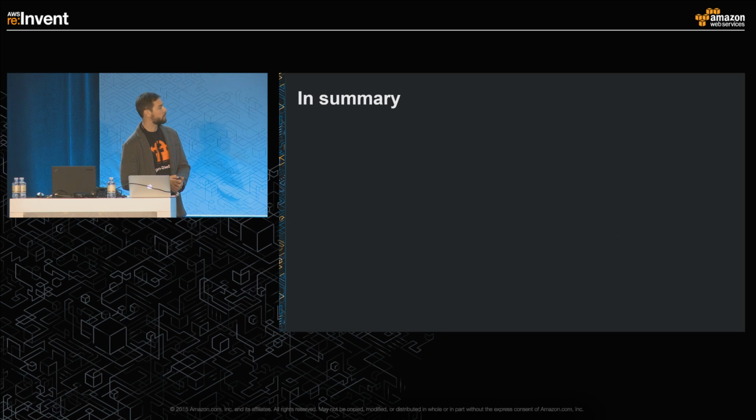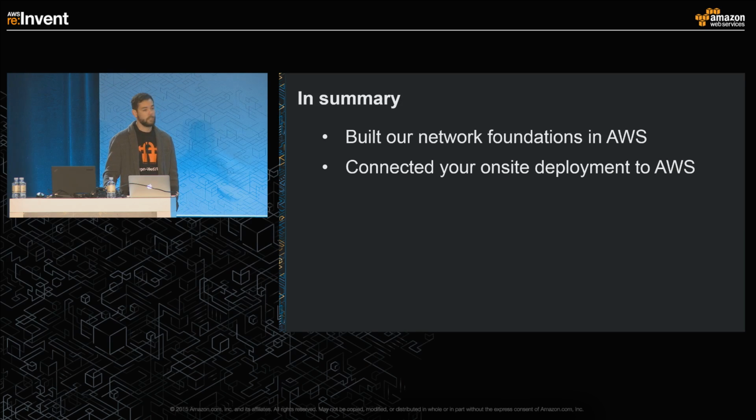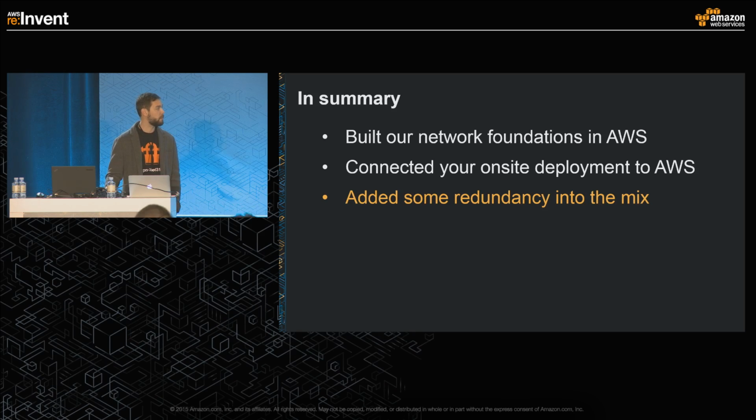Okay, so in summary, we really started with building our foundations on AWS. So we started with VPC, we started with services that sit outside of a VPC as well. Then we jumped into connecting our on-site deployment. So we talked about Direct Connect, we talked about the components that make up a Direct Connect. From there, we added some redundancy. So remember, redundancy is very important when it comes to Direct Connect. A single link can go down.